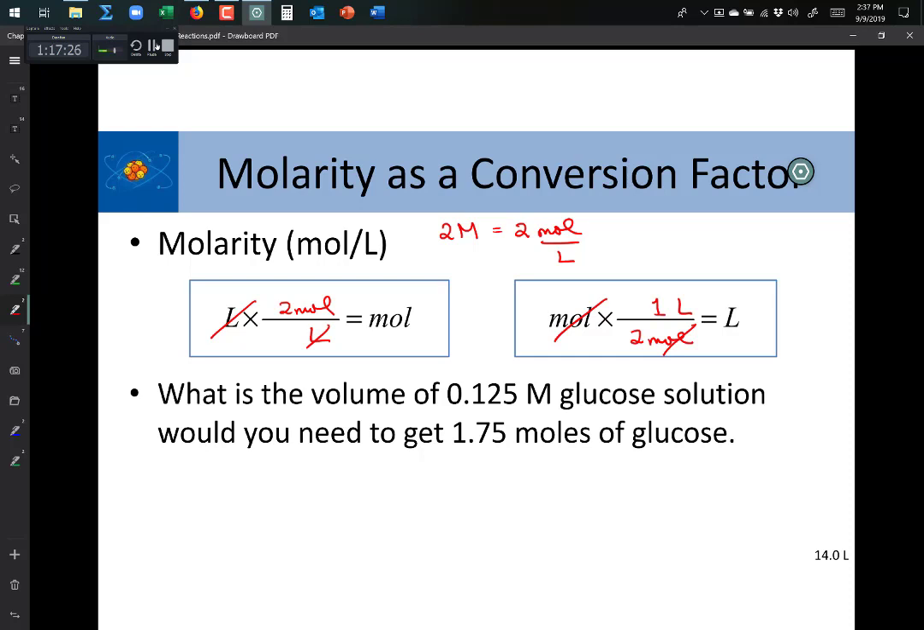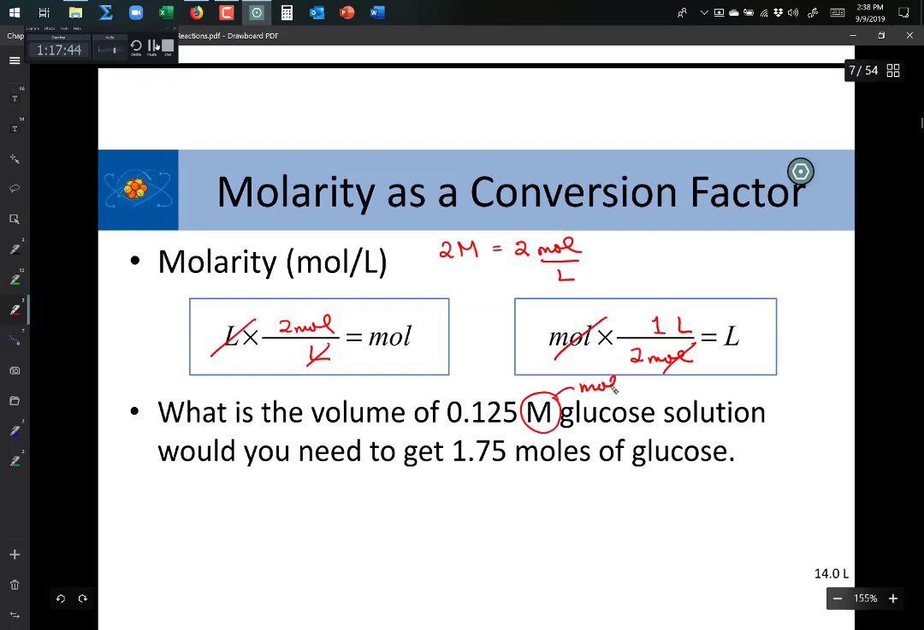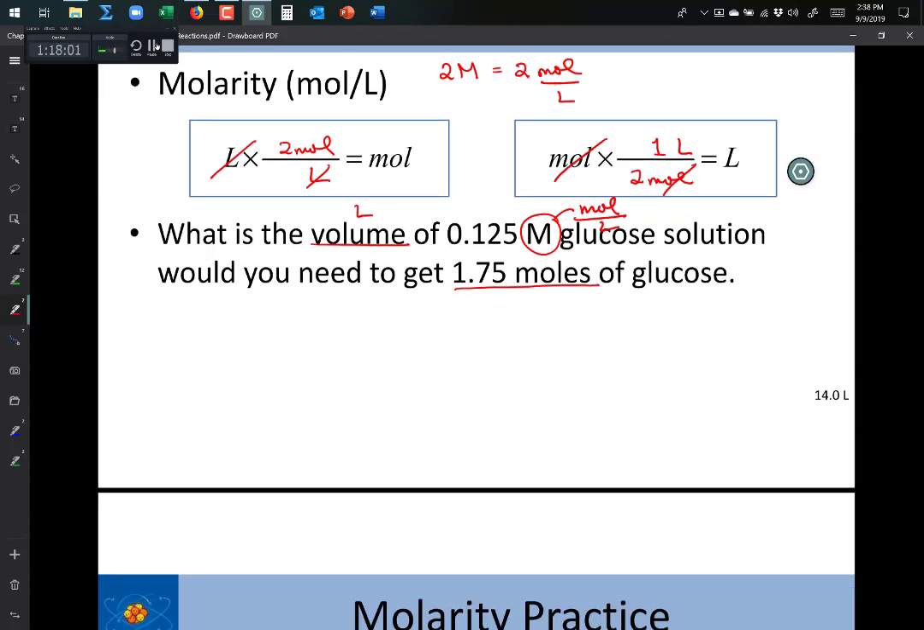It says, what volume of 1.25 molar glucose solution would you need to get 1.75 moles of glucose? So again, what's M? Moles over liters, right? What am I starting with, and what am I looking for? I'm looking for volume, which will be liters, and this is my moles. That's my given, right? So identify the things you're given and what you're looking for. So I'll start with 1.75.